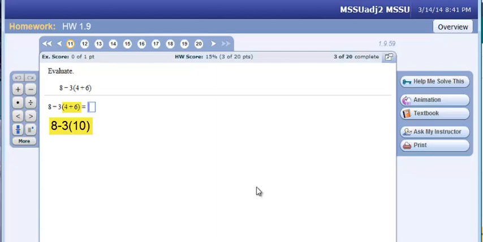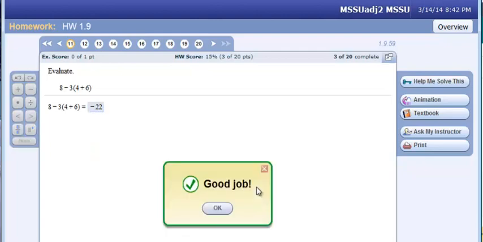E is for exponents. We don't have any. M is for multiplication. We do have multiplication. We have 3 times 10. So that'll give us 30. So now we have 8 minus 30. If we continue to do that subtraction, we're going to have minus 22. And that's how you do them.